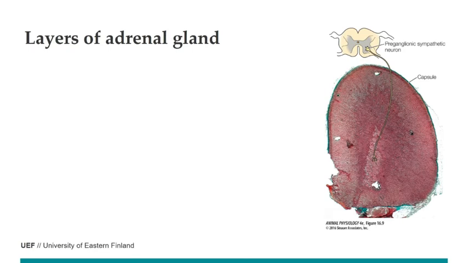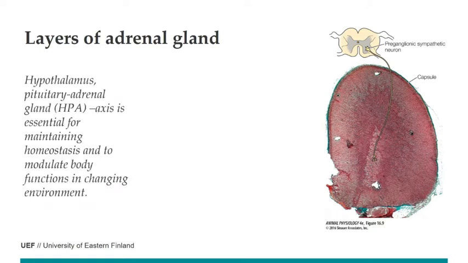So far we have learned that the pituitary gland was regulating the hormonal release in the adrenal gland, and this regulation is so important. So we have hypothalamus, pituitary, adrenal gland. It even has an acronym, HPA axis, and that's essential for maintaining the homeostasis and modulating the body functions in changing environment like the seasonal changes. And that's why this is a very good example in this course.